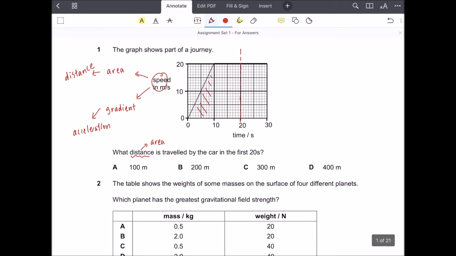So if you notice, there is a triangle and there is also a rectangle. So the area, or the distance, is just half times base times height plus the area of the rectangle. And this would give me 300 meters. Okay.